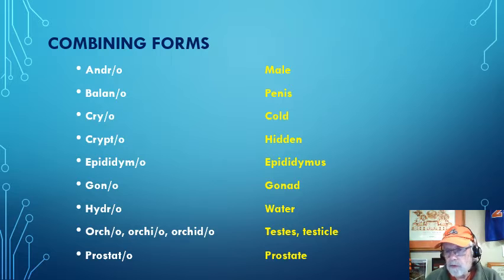Epididymal means epididymis, which we talked about, and that's the place on the posterior and superior side, the back side of the testicle, where the spermatozoa will mature and sort of get ready. Okay, gono means gonad, which in the male would be the testes. Hydro means water. I'll mention this in a little bit when I talk about conditions.